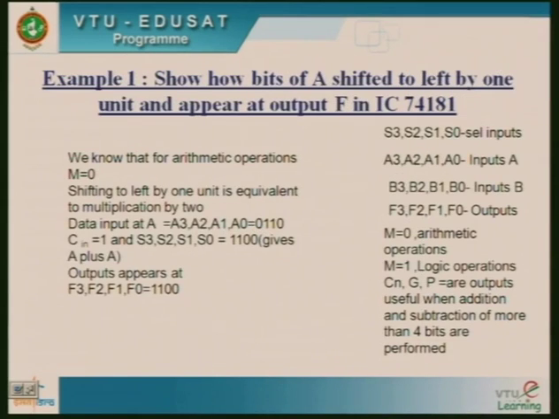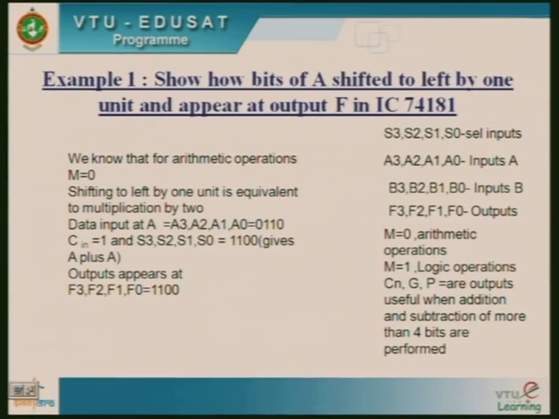Example: show how the bits of A are shifted left by 1 unit and appear at the output F in the IC 74181. What are the inputs I am going to take? The input is A, and I have taken the example 0, 1, 1, 0. Since I am performing an arithmetic operation here, I make the mode selection 0. Shifting left by 1 unit is equivalent to multiplication by 2, as you know. Now I am making Cin 1.